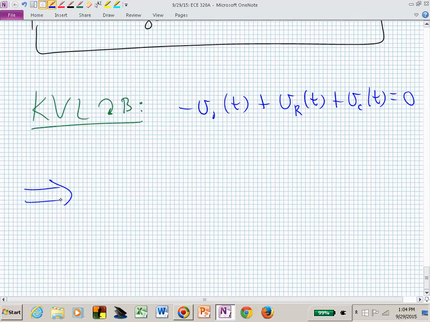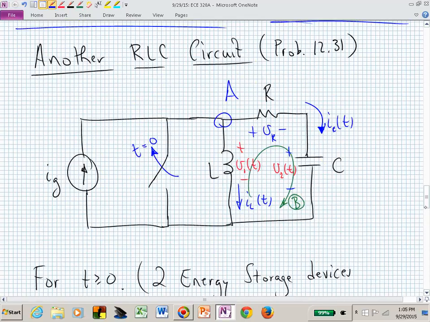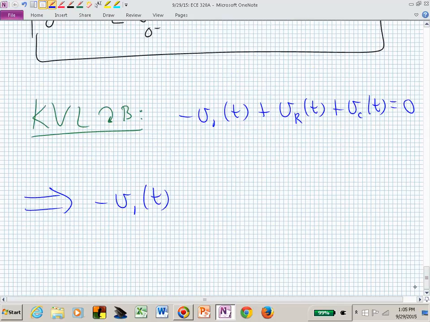And if we rewrite V sub r in terms of any of these voltages, is that possible? I have minus V1 of t. What's another way of writing V sub r? That's now Ohm's law, R times I. What's the current through that resistor? I sub c, and we know I sub c is C dV sub c dt. And that's how we will now eliminate V sub r and end up with just V1 and V2.